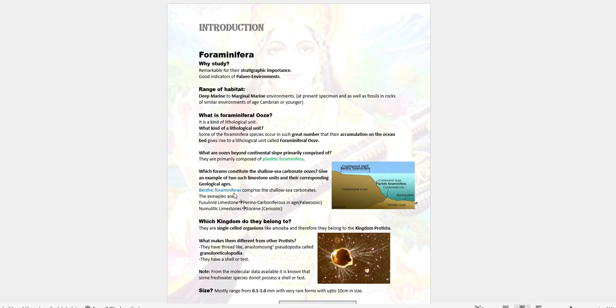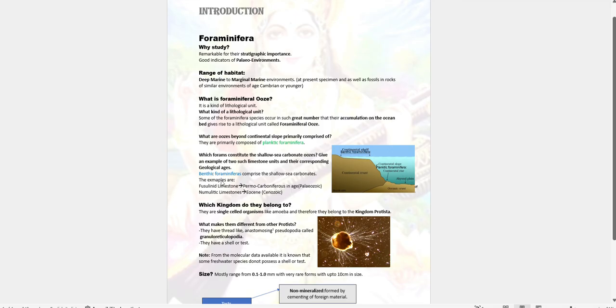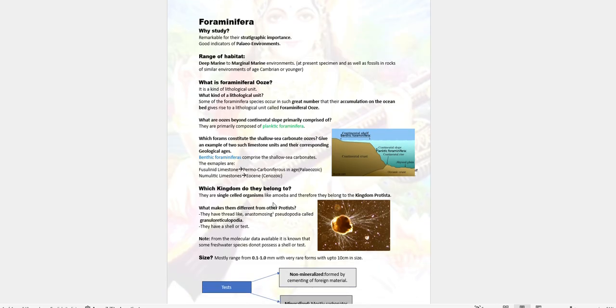If you surely read somewhere in sedimentary geology about these two kinds of limestones, fusulinate limestone and nummulitic limestones. These two limestones are comprised of benthic foraminiferas, and these are oozes, where fusulinate limestone belongs to the Permo-Carboniferous age of the Paleozoic Eon, and the nummulitic limestones belong to the Eocene period of the Cenozoic Eon. Which kingdom do they belong to?